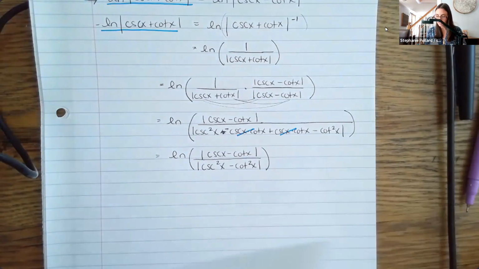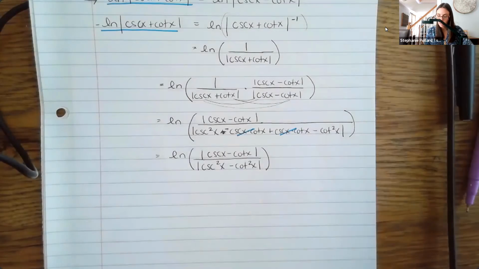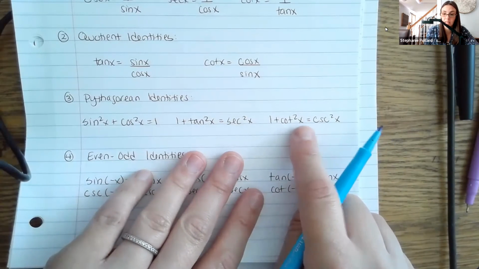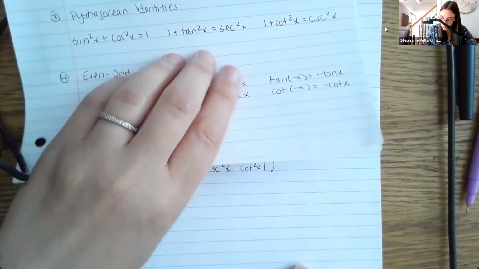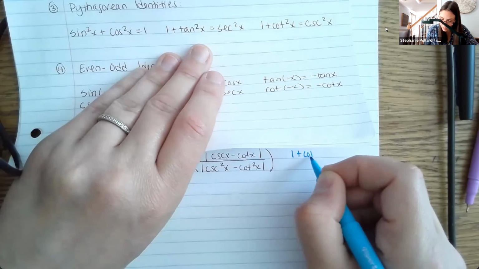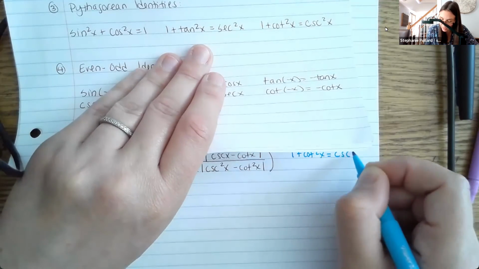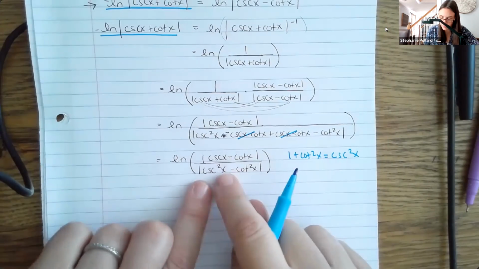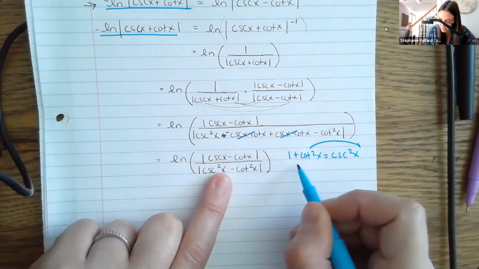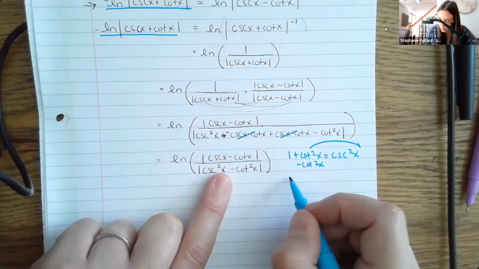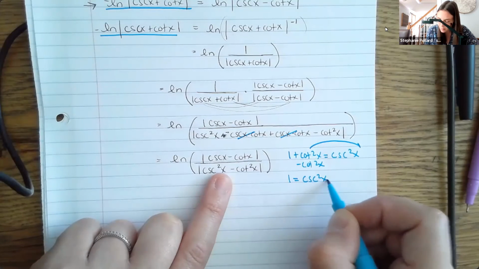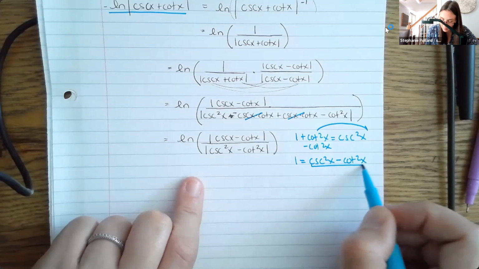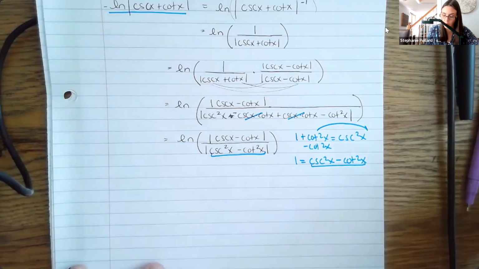Now, if you go back to your identities, this is not one that we use very often, but there is a Pythagorean identity that relates cosecant and cotangent. So it's 1 plus cotangent squared x equals cosecant squared x. So I'm just going to write that down here. That's not quite what I have, but we have something very similar. If I subtract the cotangent squared from both sides, bring that over, then I have 1 equals cosecant squared x minus cotangent squared x. So I'm able to go ahead and make that substitution and substitute that value out for 1.